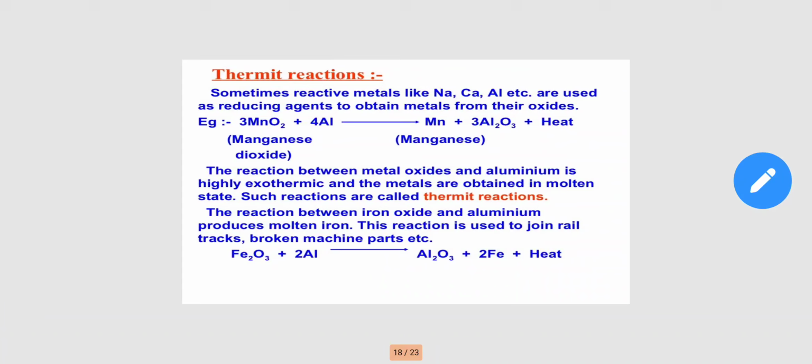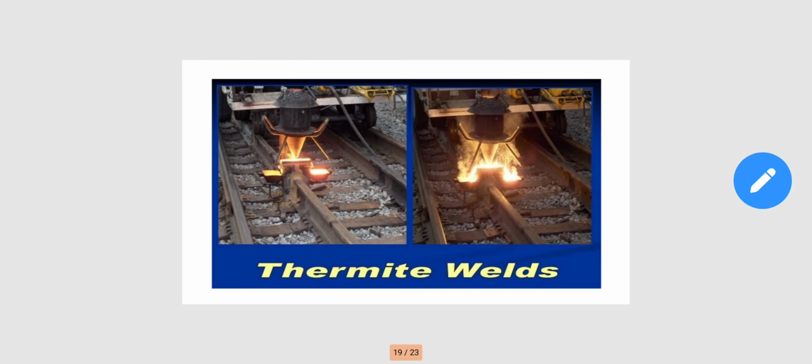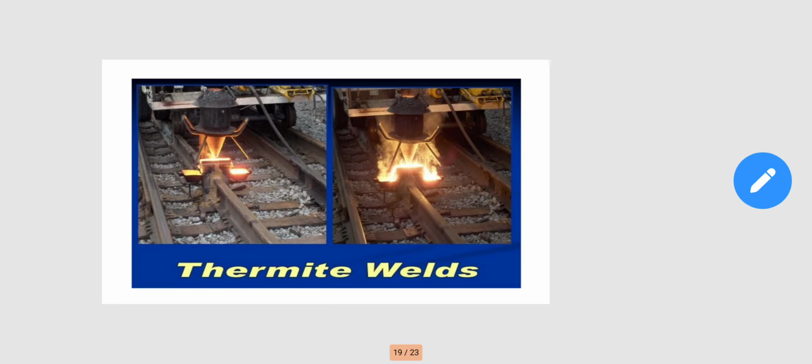And this is the reaction: Fe2O3 plus aluminum gives Al2O3, Fe, plus heat. This is our picture. You can see here we repair our railway tracks. Thermite piles.